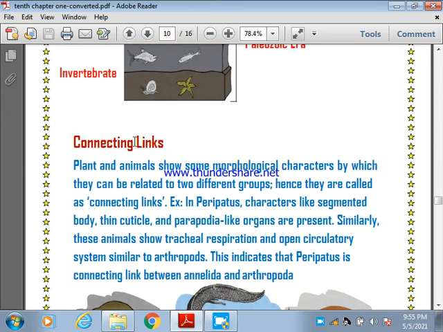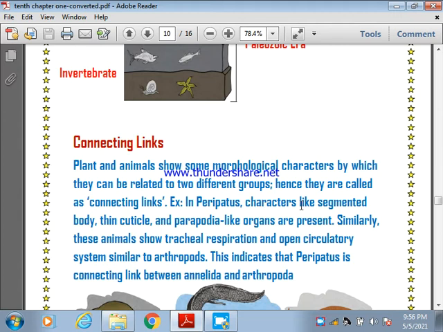Next point, connecting links. Plants and animals show some morphological characters by which they can be related to two different groups. Hence, they are called connecting links. Those groups are known as connecting links.